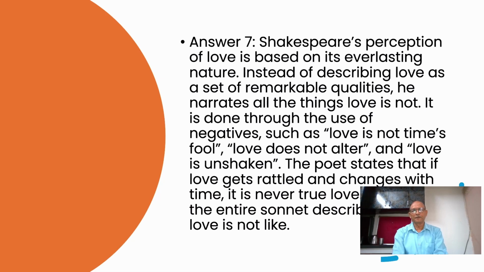Shakespearean perception of love is based on its everlasting nature. Instead of describing love as a set of remarkable qualities, he narrates all the things love is not. It is done through the use of negatives such as love is not Time's fool, love does not alter, and love is unshaken. The poet states that if love gets rattled and changes with time, it is never true love. Therefore, the entire sonnet describes what love is not like.